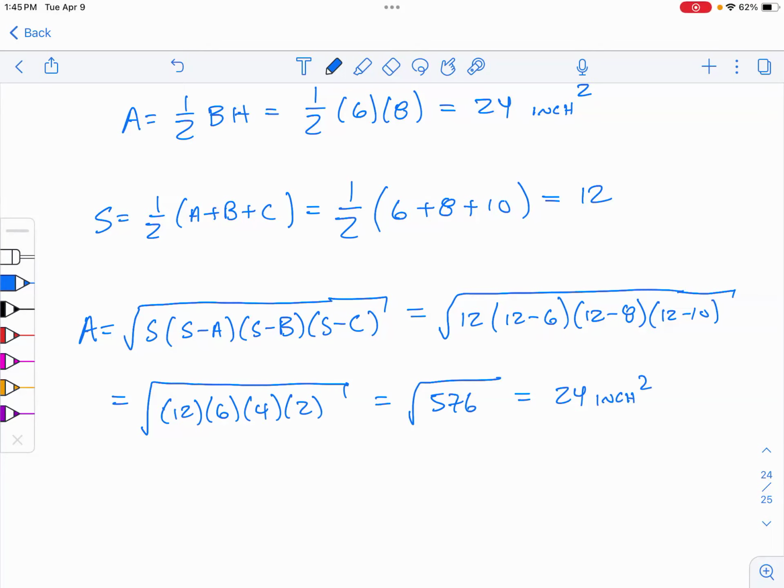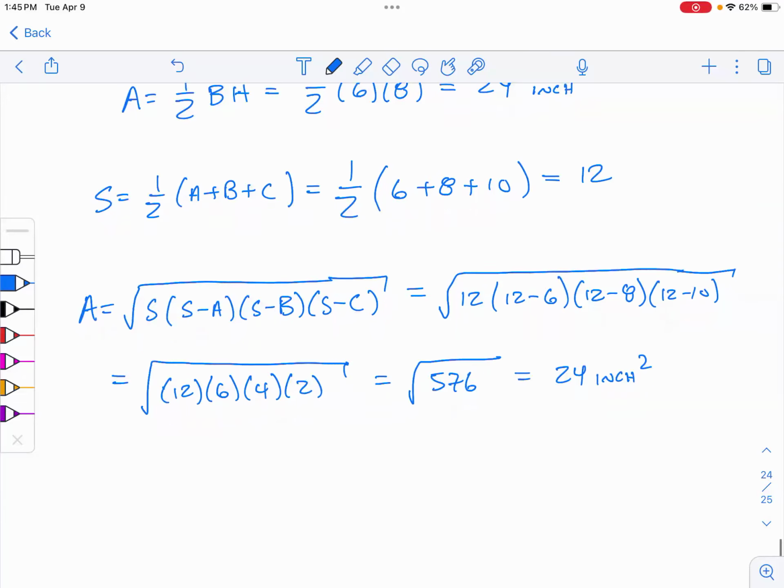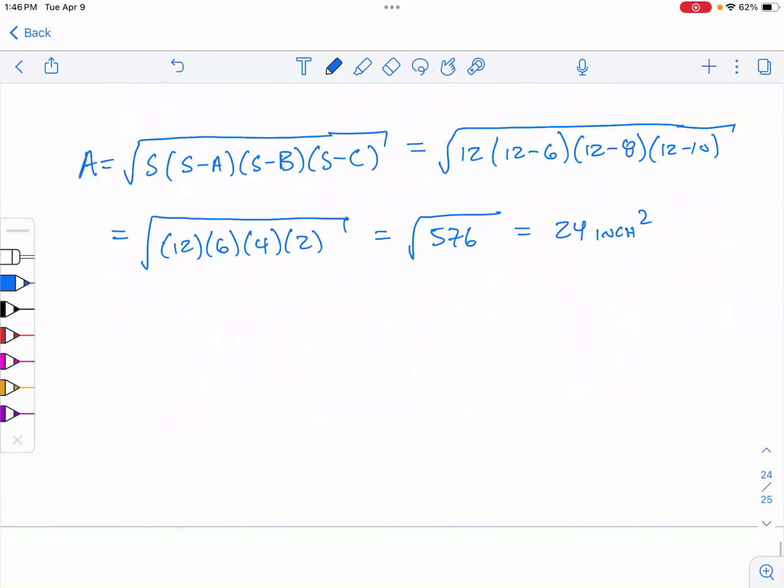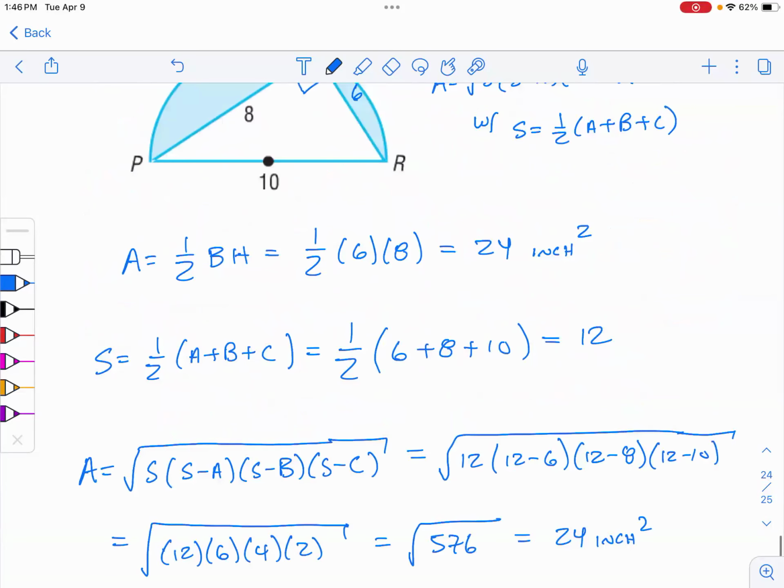And at least one thing that Heron's formula does do here is it verifies. Oh, look, by doing 1/2 base times height, I got 24 inches squared. By doing Heron's formula, I got 24 inches squared. Heron's formula is most useful when we don't have a right triangle and all you know are the sides and it's a scalene triangle. That's when it's most useful. Okay, so verified the area of the triangle 2 different ways, got the same answer, so we're definitely good there.